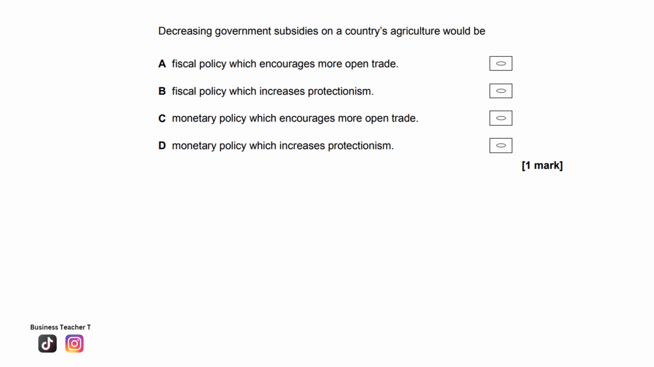Next question. Decreasing government subsidies on a country's agriculture would be A. Fiscal policy, which encourages more open trade. B. Fiscal policy, which increases protectionism. C. Monetary policy, which encourages more open trade. Or D. Monetary policy, which increases protectionism. And the answer is A. Fiscal policy, which encourages more open trade.